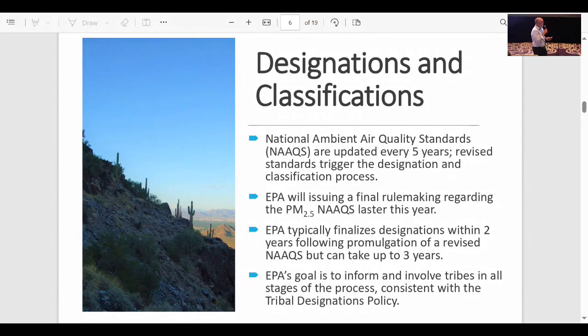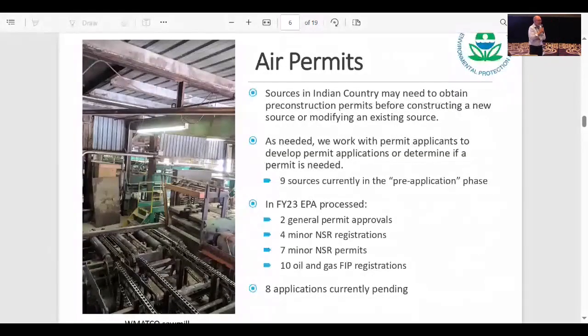I'm going to talk a little bit about permits. One of the things EPA does is we are responsible for issuing pre-construction permits in tribal areas, so we have an entire program for this. In the last year, we have issued 2 general permit approvals. We have 9 types of general permits. For example, for a gas station, something small, we put out a general permit for all gas stations. It's approvable if you fall under these parameters, and it's a simplified application to EPA.